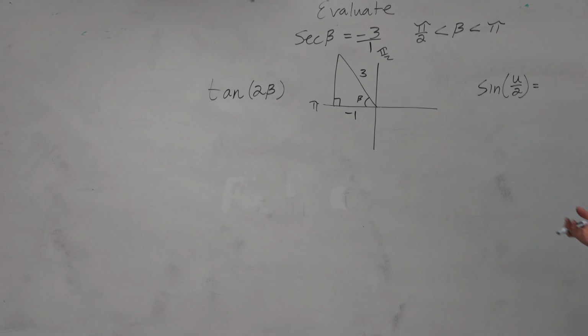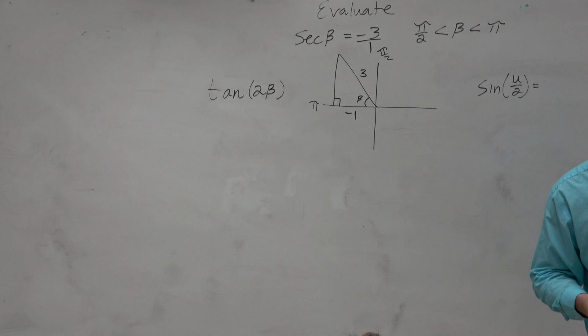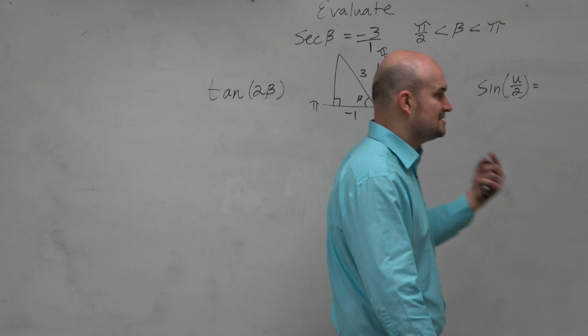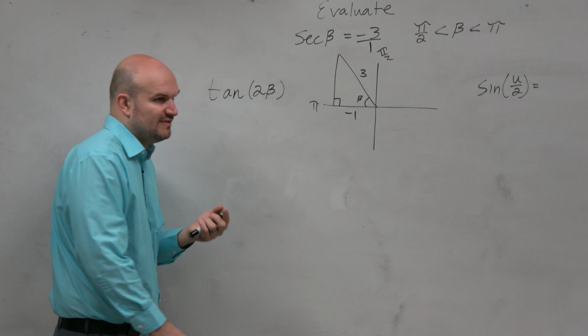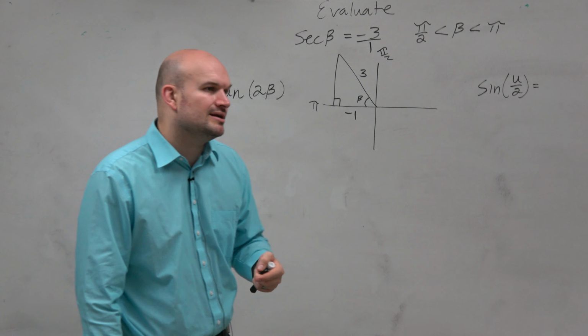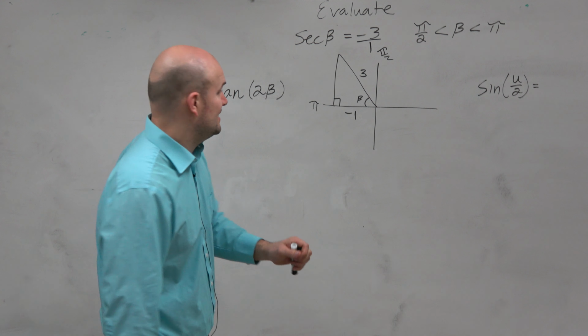So now we can use Pythagorean theorem to kind of do it. Is it OK if I do it in my head? 9 minus 1 would be 8. Square root of 8 is 2.828427, which we don't want to use. We want to simplify that to 2 radical 2.